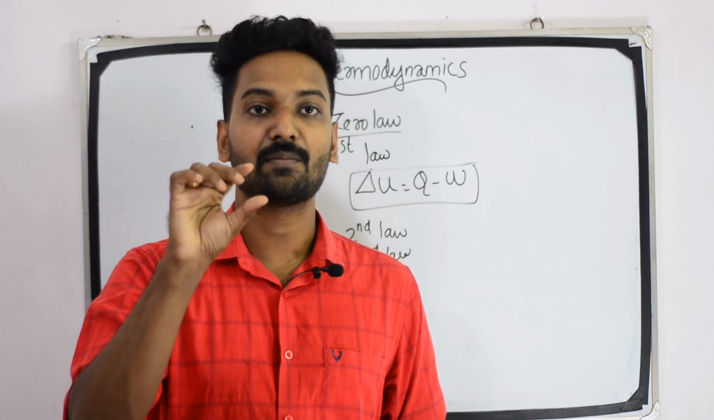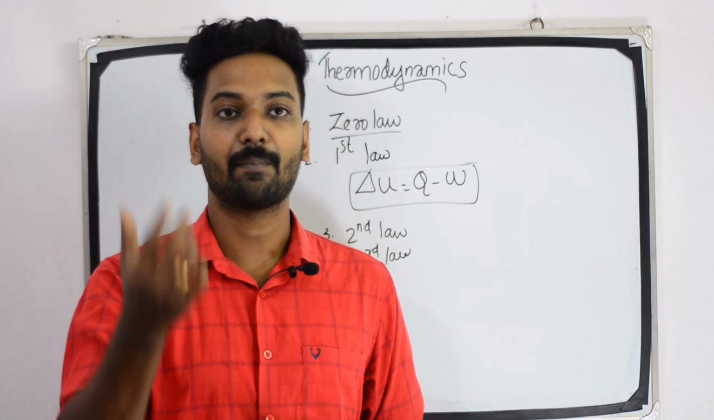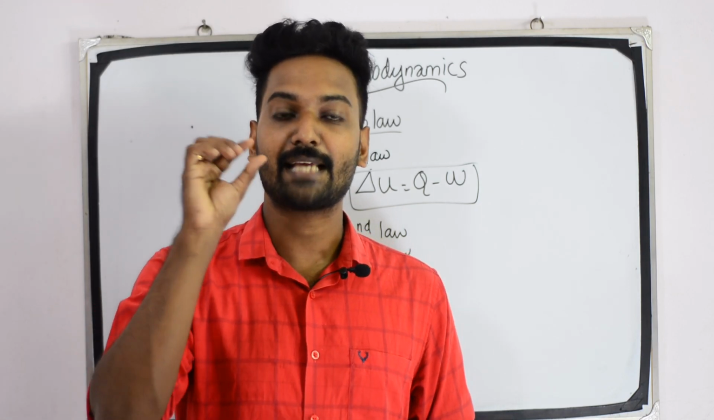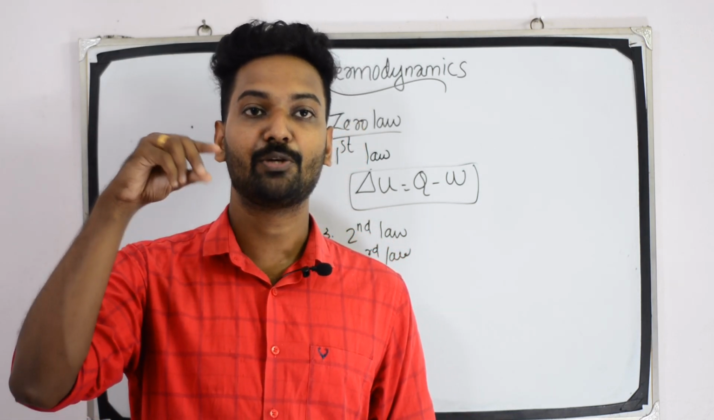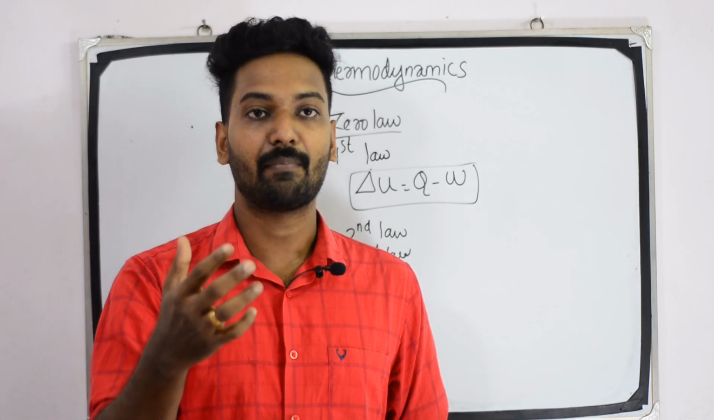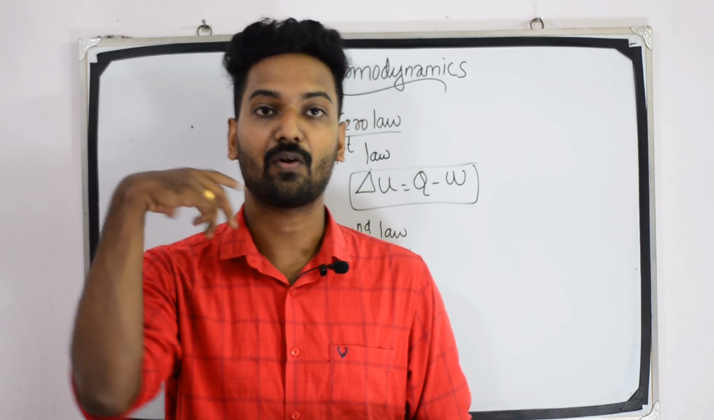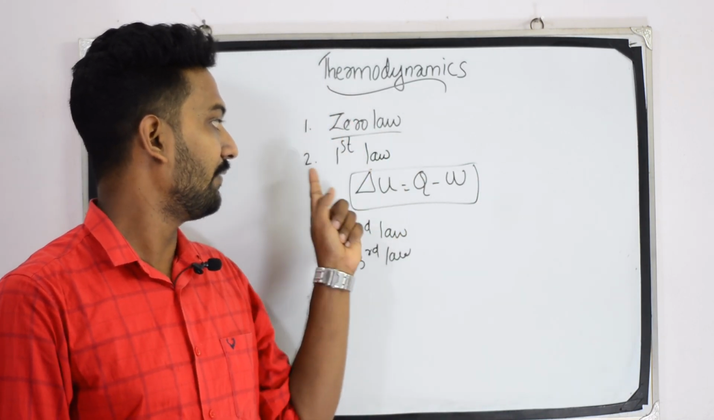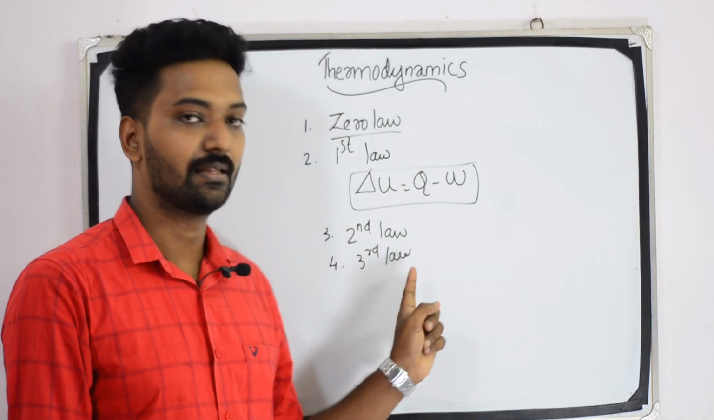It is impossible to reach the absolute zero of temperature by any finite number of processes. These are the laws of thermodynamics: zeroth law, first law, second law and third law.